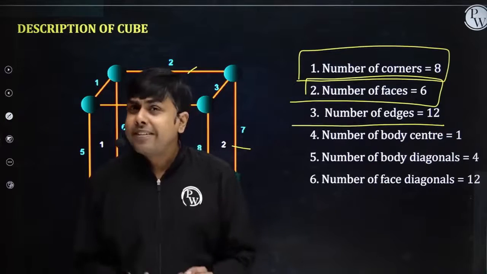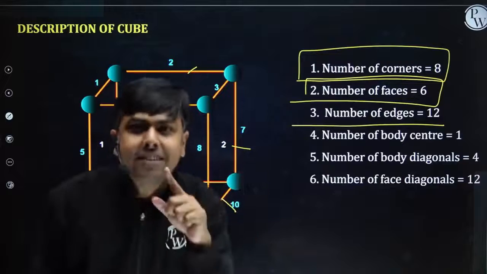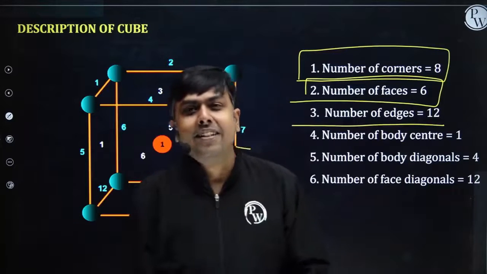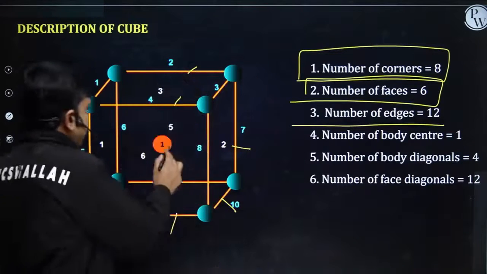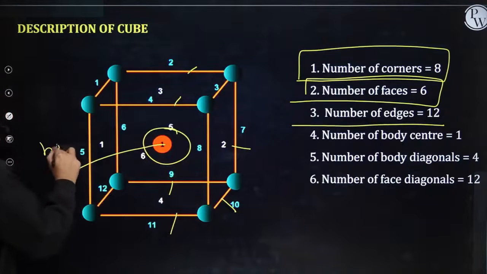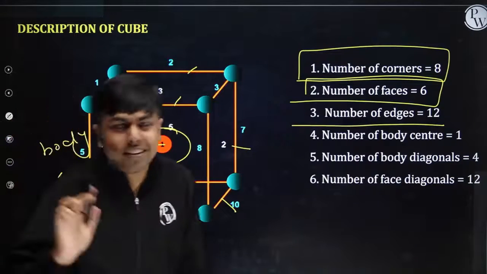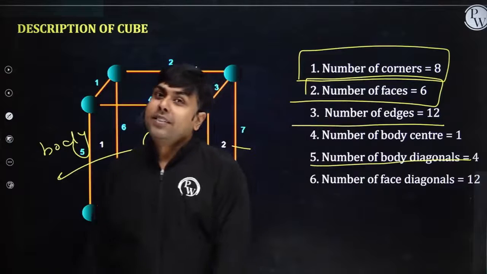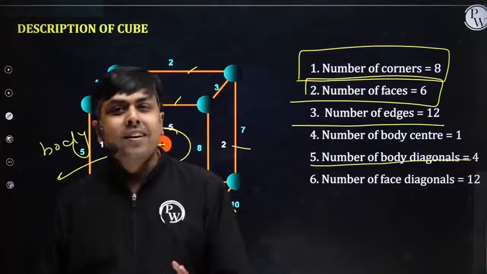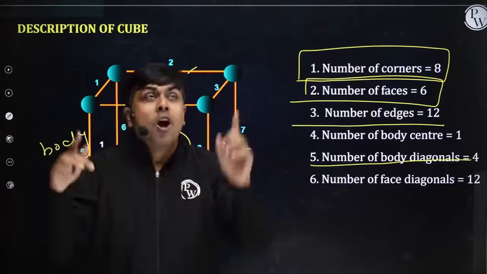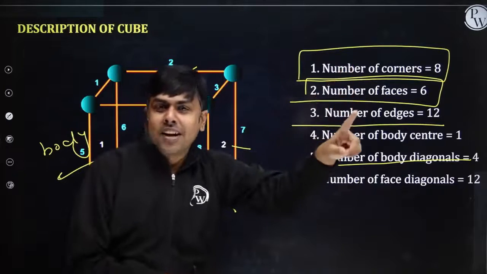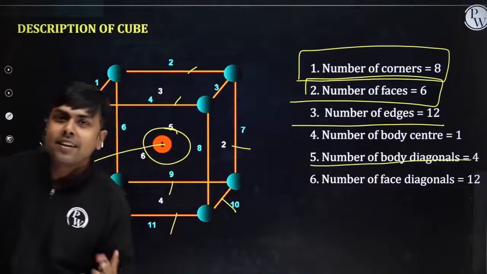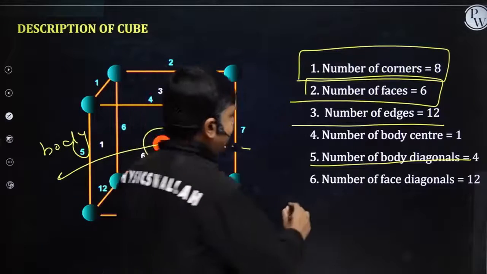Body center. Body center is the point where the body diagonals intersect each other. How many body diagonals are there? 4 body diagonals, and these body diagonals exactly intersect at the body center. This one is the position of the body center, the center of the cube. Am I clear? Next one, the number of body diagonals, it's 4. And if I talk about the number of face diagonals, students, in a cube we have 6 faces and on each face we have 2 face diagonals, right? These 2 are the face diagonals. So on each face 2 face diagonals, 6 faces, a total of 12 face diagonals.